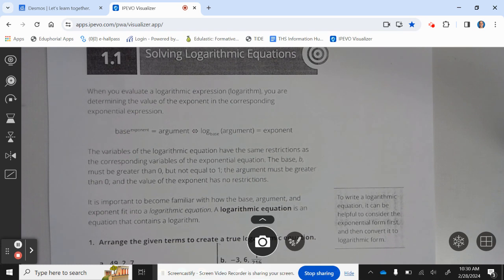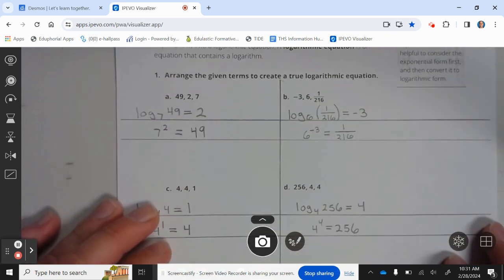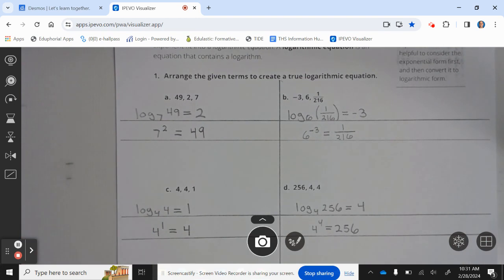The base b must be greater than 0 but not equal to 1. The argument must be greater than 0 and the value of the exponent has no restrictions. It is important to become familiar with how the base, argument, and the exponent fit into a logarithmic equation. A logarithmic equation is an equation that contains a logarithm. 1. Arrange the given terms to create a true logarithmic equation.